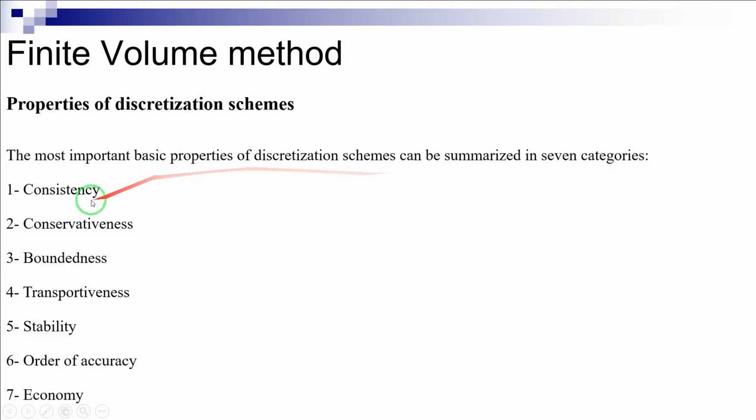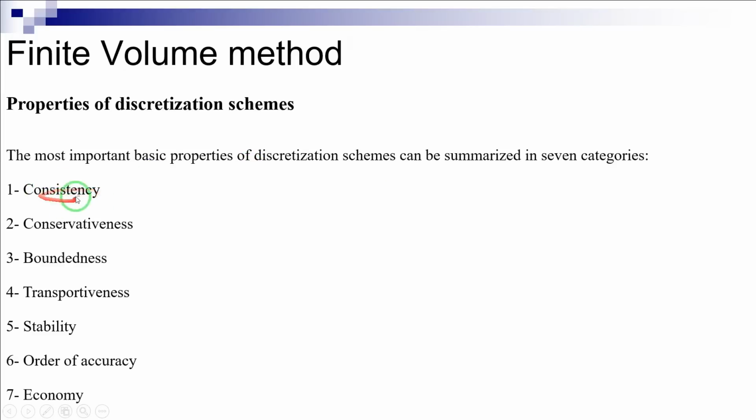Properties of discretization schemes. The inability of the central differencing method in some convection diffusion problems requires us to study the properties of different discretization schemes. The most important basic properties of discretization schemes can be summarized in 7 categories.